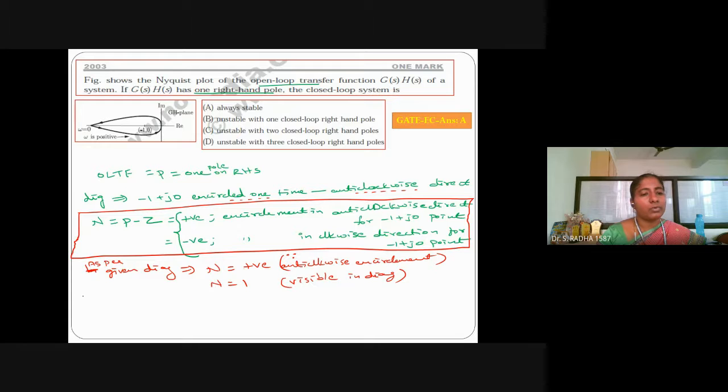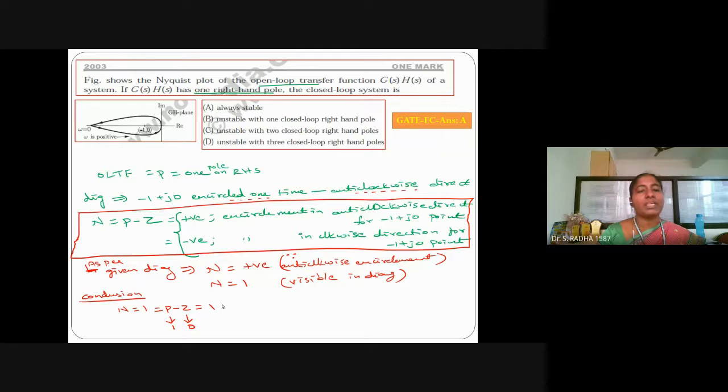Now the conclusion is, N value is +1, so P minus Z is +1, which means P is 1 and Z is 0. Z cannot be negative, because we are counting closed loop poles. Z is nothing but the number of closed loop poles. Just as height, weight and length cannot be negative, the count of poles cannot be negative. So the Z value is positive, and you put it in the formula P minus Z to get the final N value.